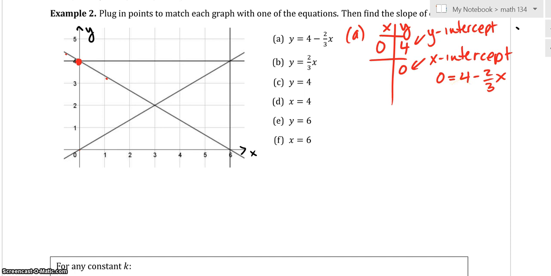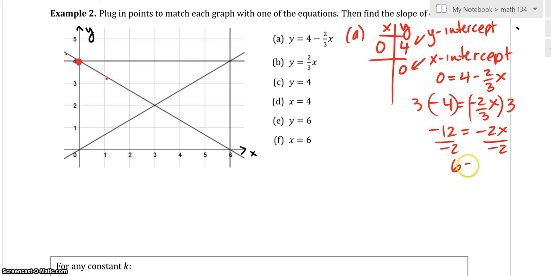But just to show you this method, because we're going to be doing this in the future in this section, I'm going to subtract 4 from both sides. I'll multiply both sides by 3. And I'll get negative 12. The 3's cancel there, giving me negative 2x. I'll divide both sides by negative 2, and I'll get 6. 6, 0. So it had to be this line. This was the part A. Let's do part B in a different color.